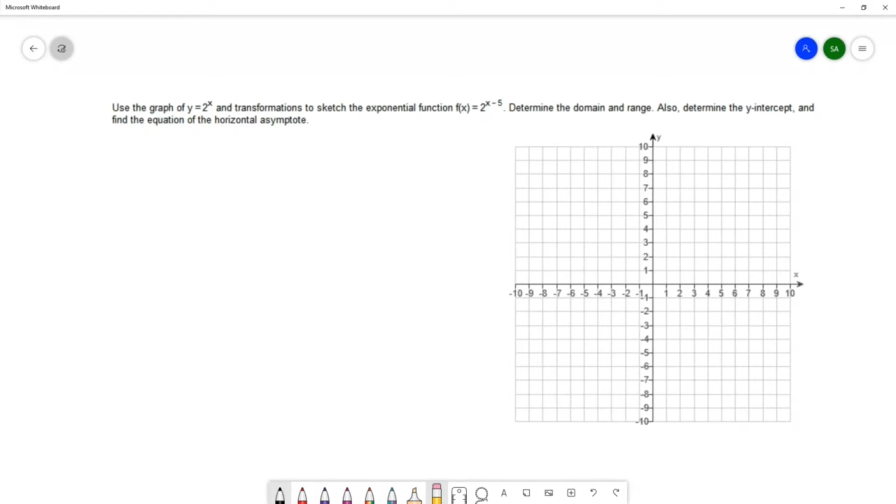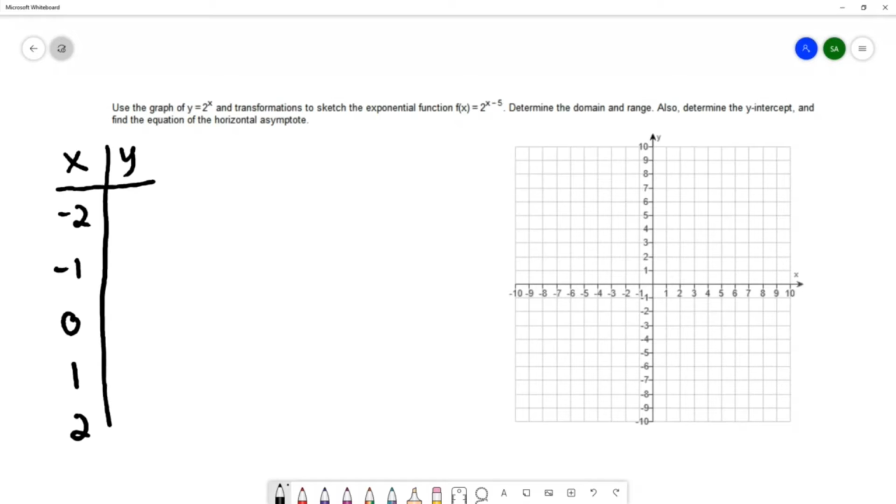We're going to do that by plotting points. I'm going to use a standard set of points that I typically start with. That's -2, -1, 0, 1, and 2. We'll substitute these into the equation y equals 2 to the x. And I'm going to start with the easy ones first. So let's start down here with an x value of 1.